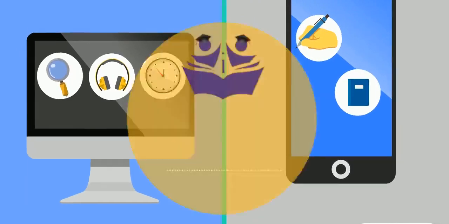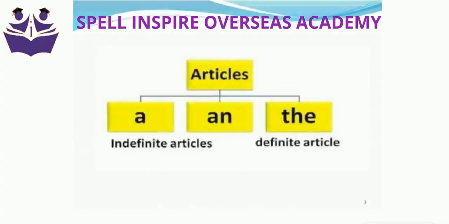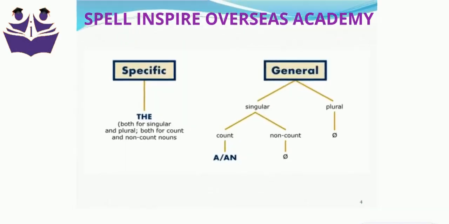Here is an overview of the articles. We know that the articles are a and the. The indefinite articles are a and an, and the definite one is the. So for specific nouns we can use the, and for general nouns we can use a or an.